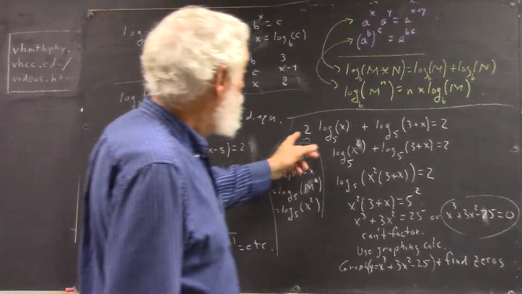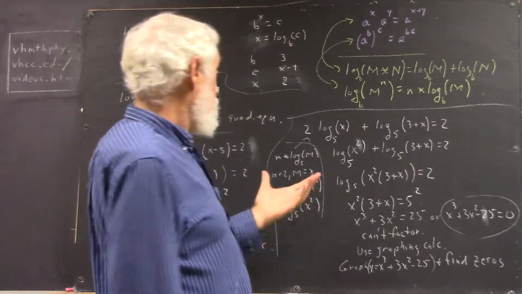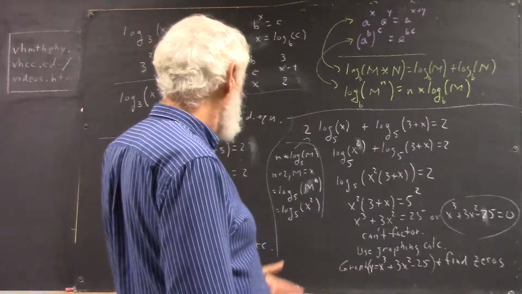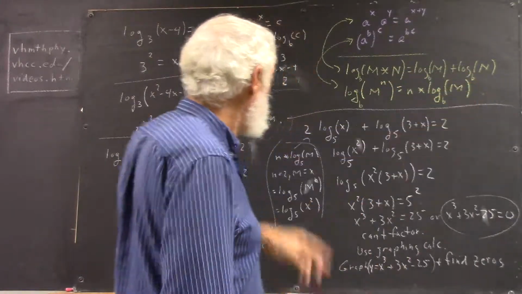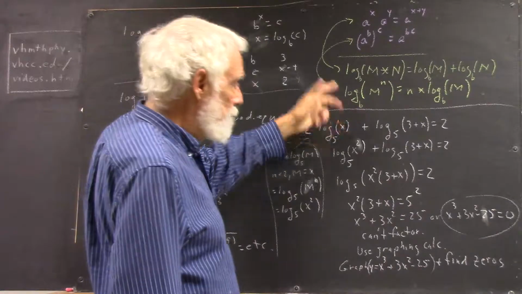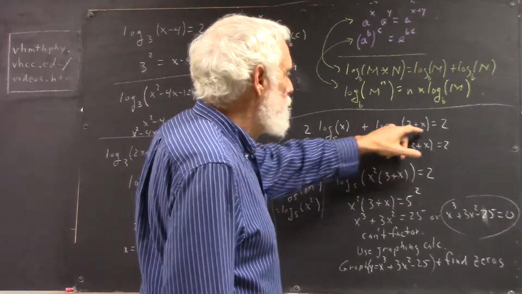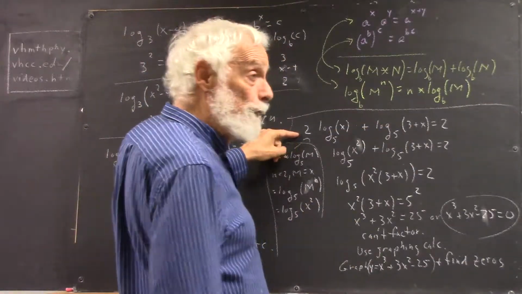Okay, now let's consider this equation. We have something a little different here, because we don't have just log base b of m plus log base b of n. We have a 2 times log base b of something and a log base b of something else. What are we going to do about that 2?